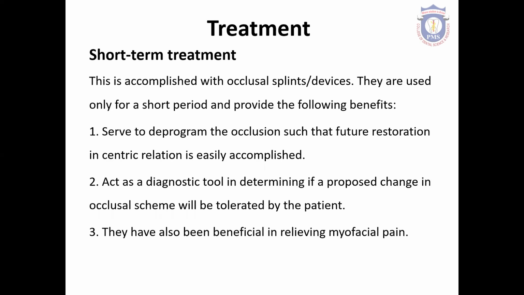Treatment. Short-term treatment is accomplished with occlusal splints or devices. They are used only for a short period and provide the following benefits. To deprogram the occlusion such that future restorations and regulation are easily accomplished. Act as a diagnostic tool in determining if a proposed change in occlusal scheme will be tolerated by the patient. They have also been beneficial in relieving myofascial pain.